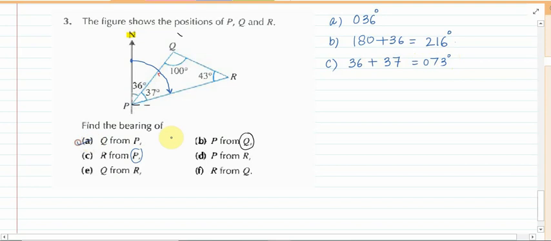So till now we had done A, B and C. Now starting with the part D, P from R. That means I need to make a north of R. So I am going to make north at the point R.